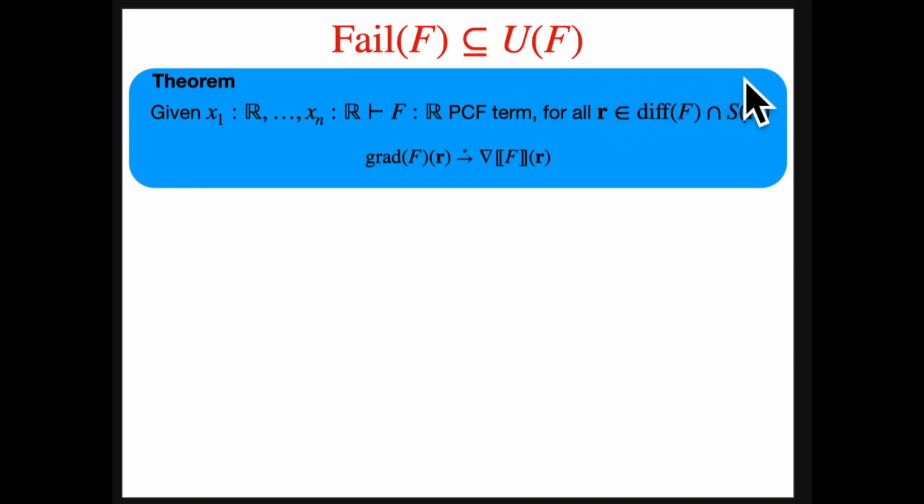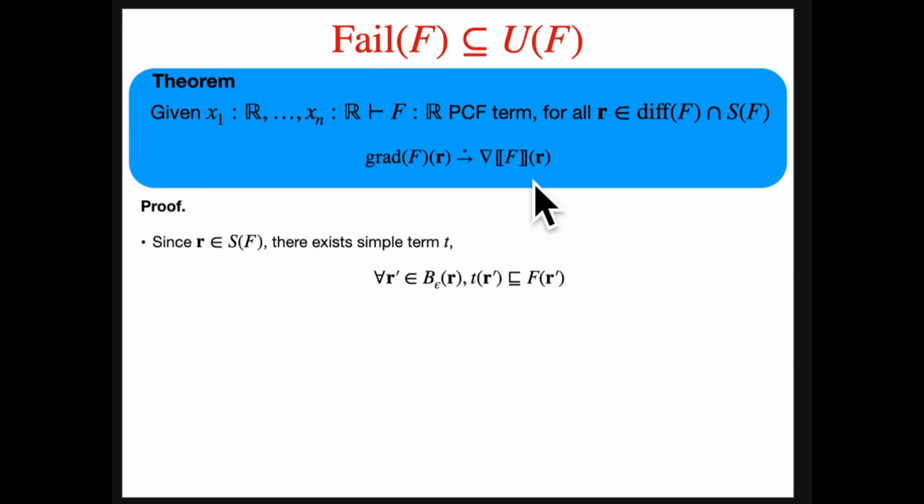The proof is by contraposition. So suppose that we have a vector which is stable. Well, you have to prove that grad f on this vector actually computes the gradient. The proof follows 4 steps. First, you suppose by definition that there exists a simple term t simulating f in a neighborhood of R. This means that the function computed by t and the one computed by f have the same gradient at R.